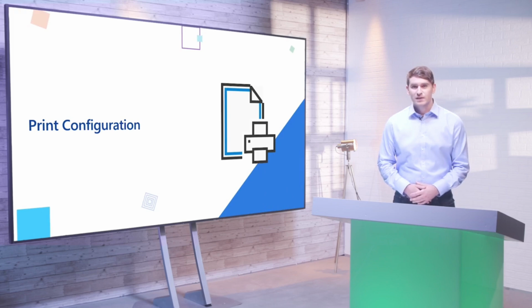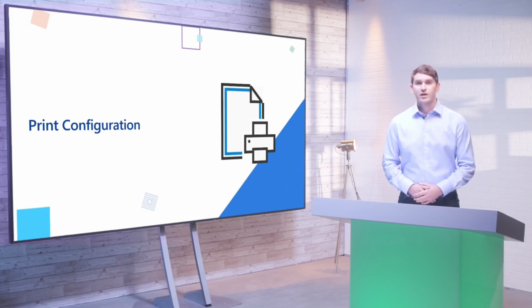There are some useful tools that can help you configure your page for printing, including selecting a print area or choosing whether to print titles, row and column headings, and grid lines.